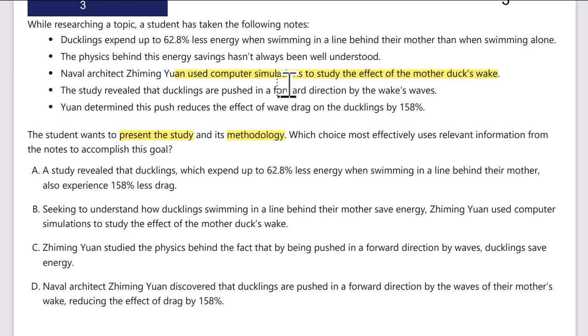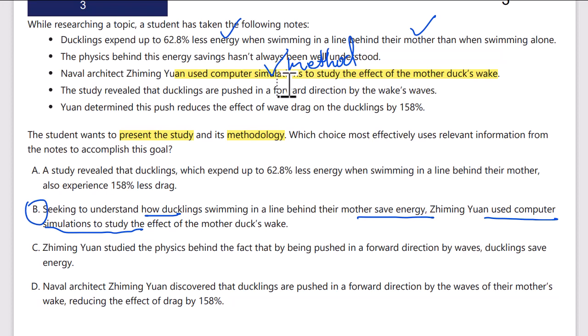So let's check the answers. Let's find the one that matches. Seeking to understand how ducks swimming in a line behind their mother save energy. Yep, that's what we found here in the background. Yuan used computer simulations to study the effect. He used computer simulations. That is the method. Therefore, that's going to be the correct answer. B will be correct. Let's check what's wrong with A, C, and D.